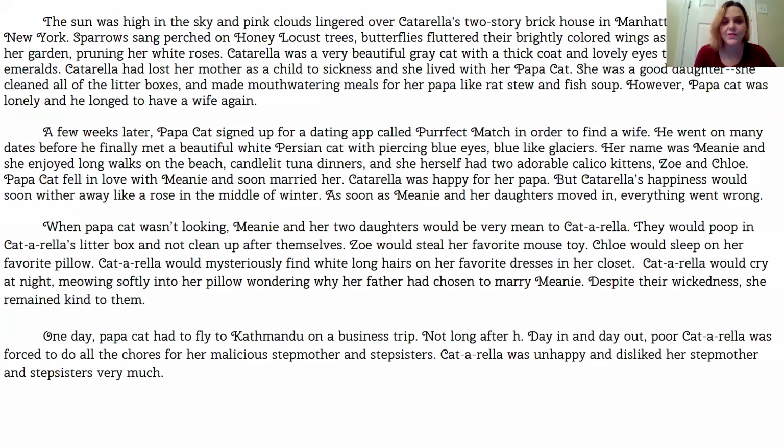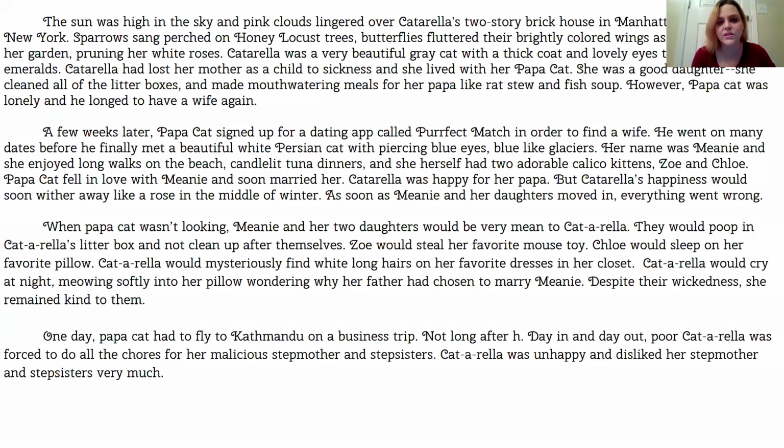The sun was high in the sky and pink clouds lingered over Catarella's 2-story brick house in Manhattan, New York. Sparrows sang perched on honey locust trees. Butterflies fluttered their brightly colored wings as Catarella sang in her garden, pruning her white roses. Catarella was a very beautiful gray cat with a thick coat and lovely eyes the color of emeralds.